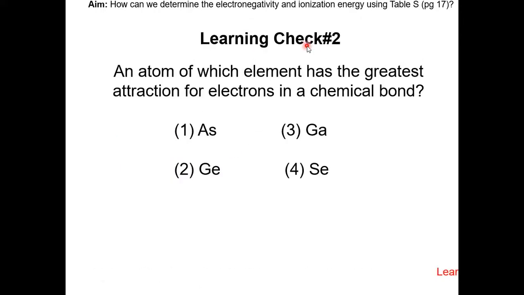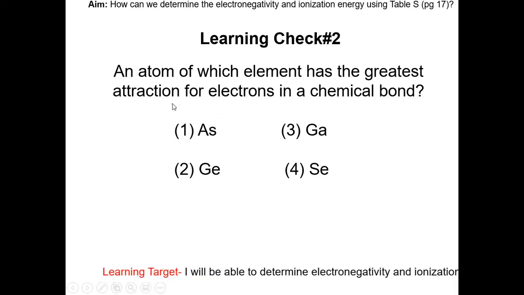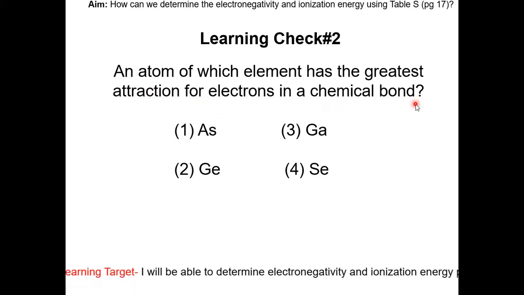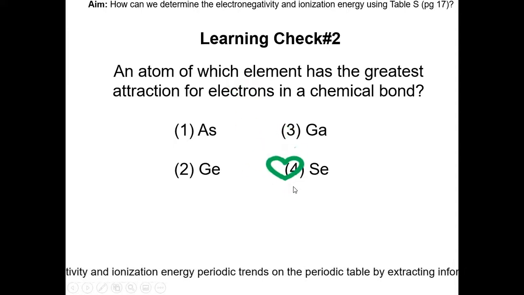Learning check number 2. An atom of which element has the greatest attraction for electrons in a chemical bond? Pause the video and resume once you have the answer. In this question, you must know that attraction for electrons in a chemical bond means electronegativity. So basically, this question is asking which of these elements has the highest electronegativity value. So if we use table S, that would be choice 4, selenium.